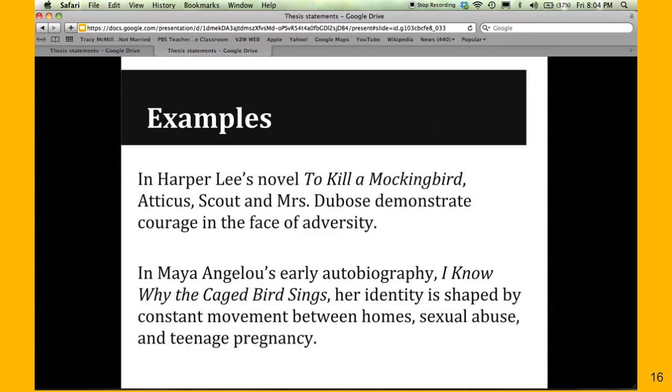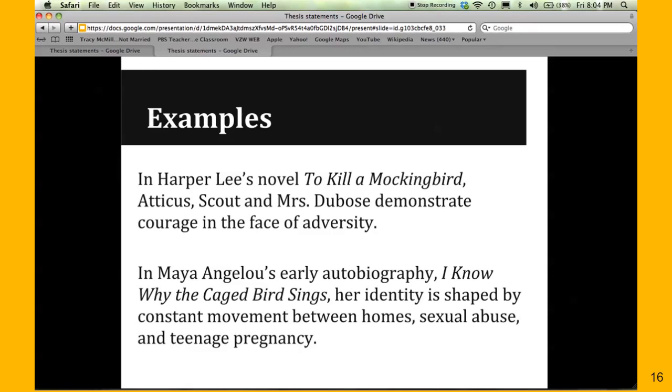So this example thesis statement reads, in Maya Angelou's early autobiography, I Know Why the Caged Bird Sings, her identity is shaped by the constant movement between homes, sexual abuse, and teenage pregnancy. So I have the author's full name, Maya Angelou. I have the title of the text, her nonfiction autobiography, I Know Why the Caged Bird Sings, italicized. This is all about the theme of identity. And then I have the 3 main points.